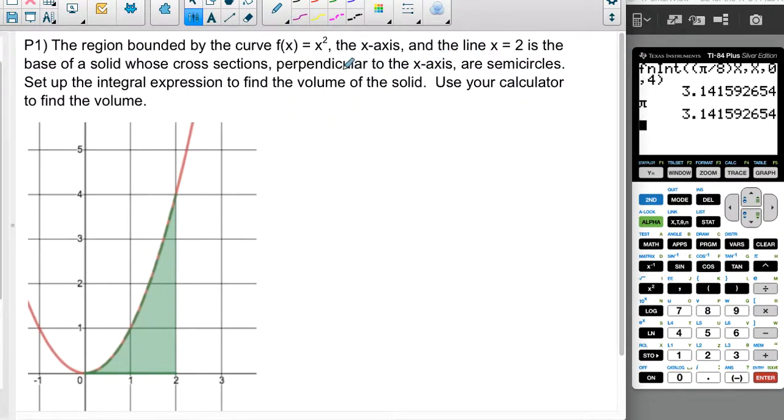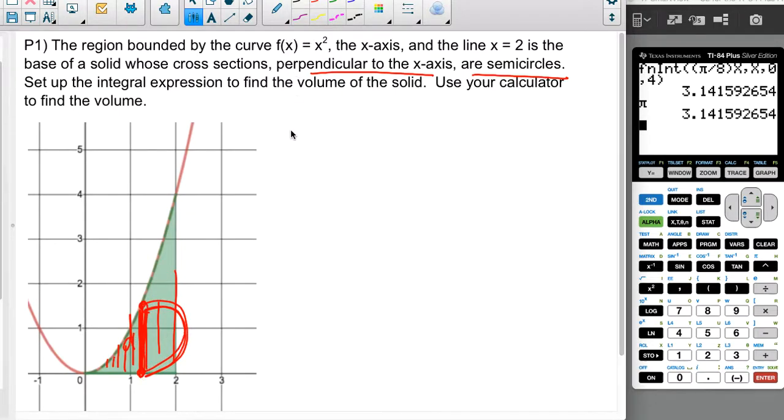All right, so same idea. This is the same curve we saw in P1 of the last video, but we're going to do semicircles that are perpendicular to the x-axis. So your plates go this way, right? And your plates are semicircles. So there's a semicircle coming up like this, right? And the diameter is in the shaded region.